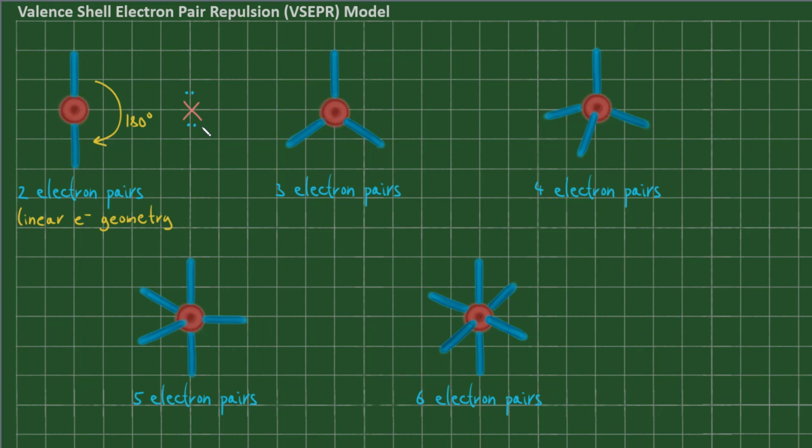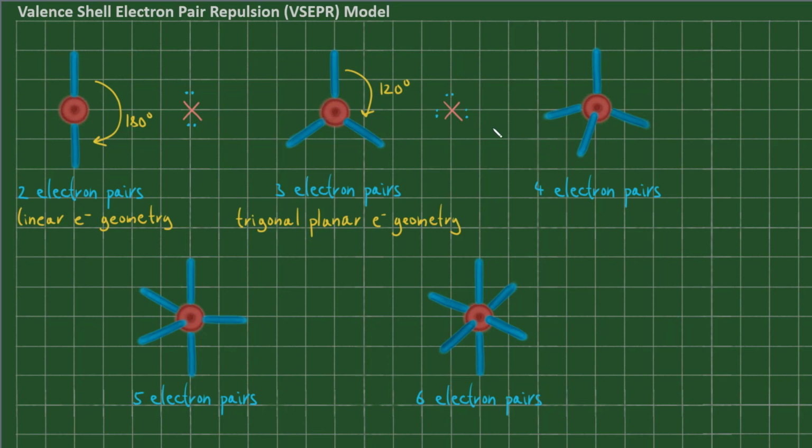Alright, what happens when there are 3 electron pairs? Once again, the electron pairs are trying to be as far apart from each other as possible. And so, they will end up 120 degrees apart, giving the trigonal planar electron geometry. I can represent this using Lewis dot structures. Once again, the X will stand for my atom, and now I have 3 pairs of electrons.